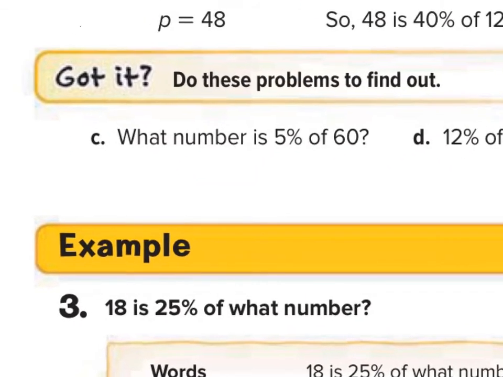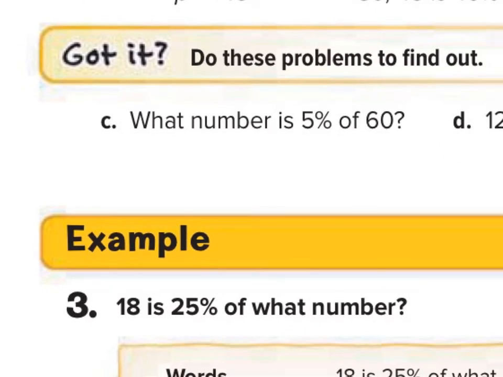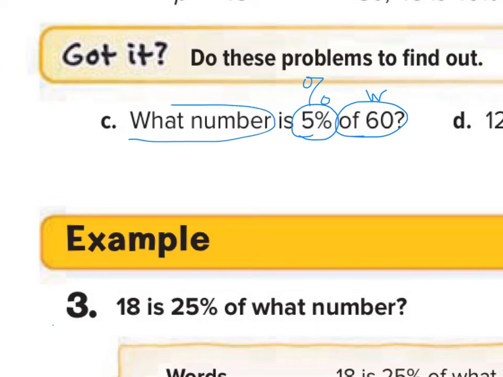Okay, if you stopped the video, let's go ahead now and talk about C. So in problem C, you should be able to identify the whole as being 60 because it comes after the word of, and they gave you the percent this time. And this number that you're going to be looking for, what number, that's going to be the part. So we're going to set this up as P over 60 equals 5 over 100. And then we'll be ready to do our cross products.